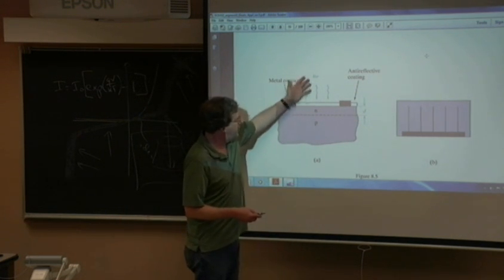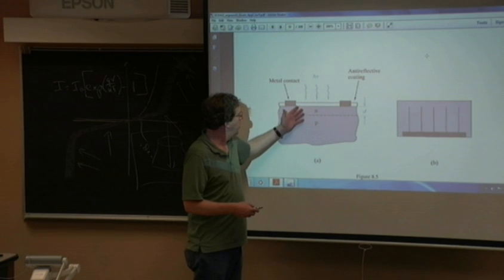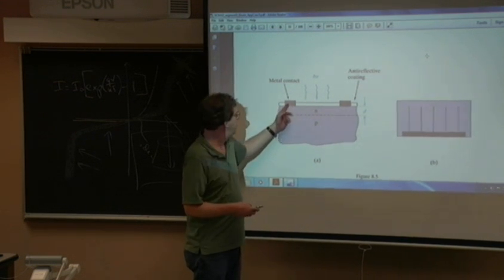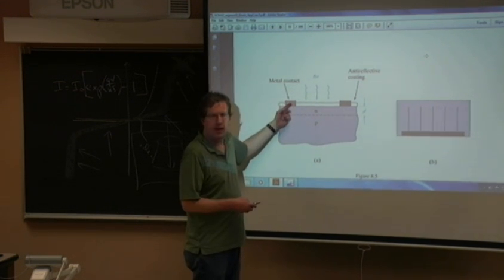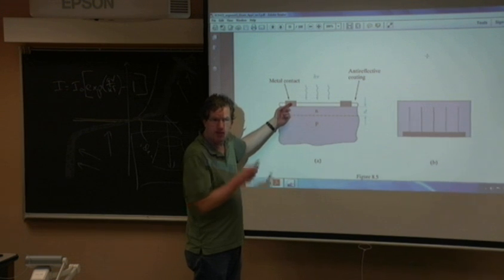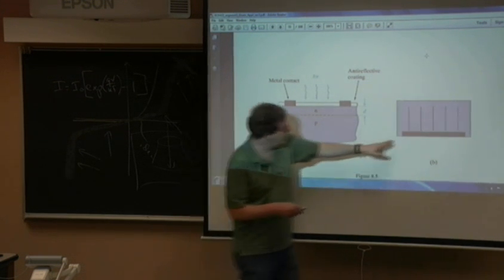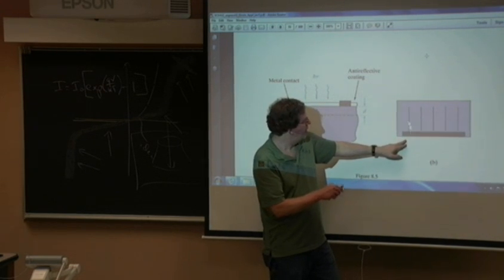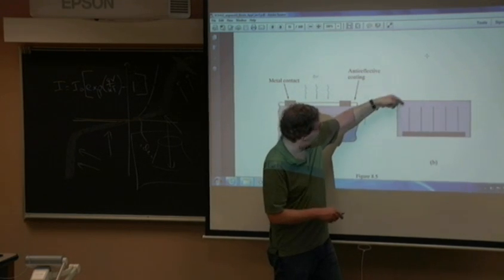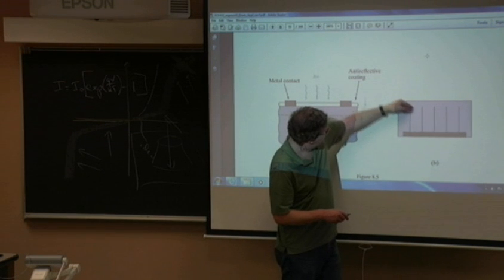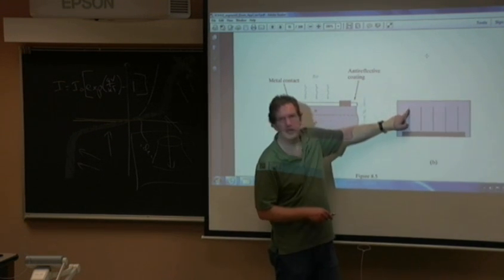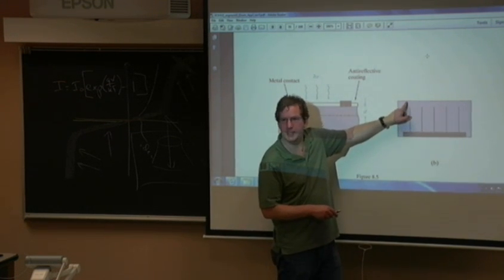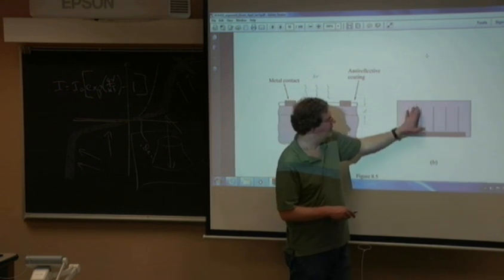But obviously, I need light to come down without shadowing. These metal contacts that make ohmic contact obviously shadow the sunlight. So they actually make this bus bar that you make contact to the external world, and they have these small fingers, so the light that's collected here, the current is being collected by these grids. So the grid sort of makes a connection.